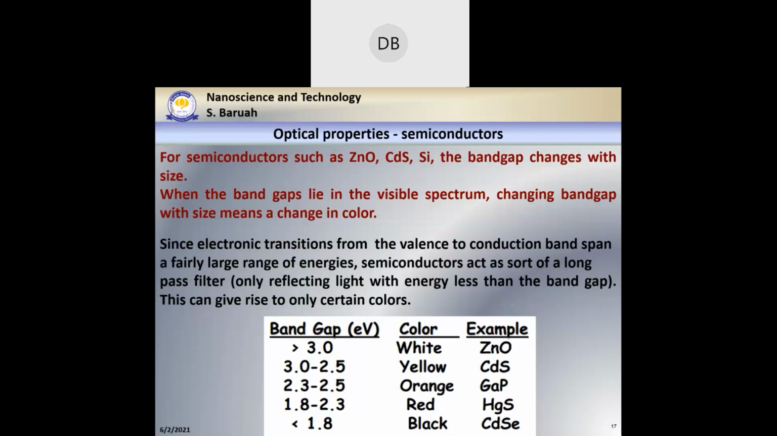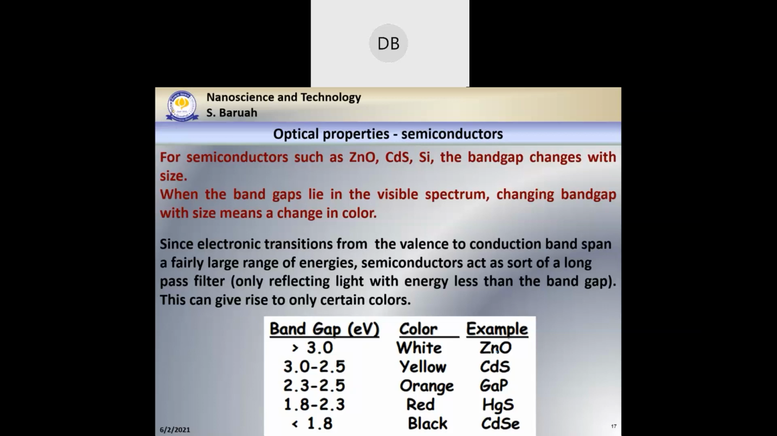All right. Now these are some typical band gaps of semiconductors, some examples we're talking about. Zinc oxide is a typical semiconductor, and it is white in color. It's a white powder, or you can have it in thin film form also, but it is white in color. And the band gap is more than 3 electron volts, right?